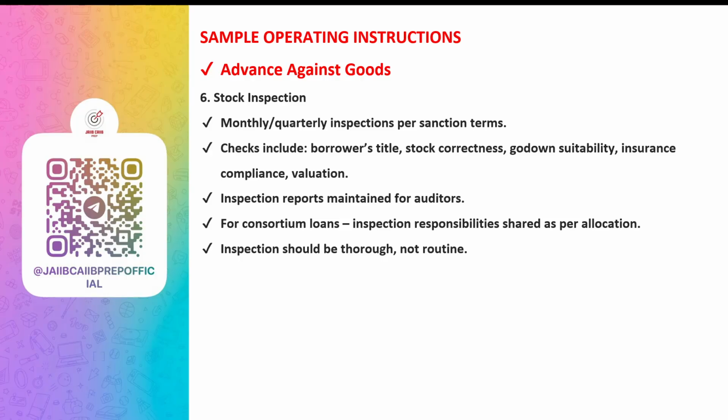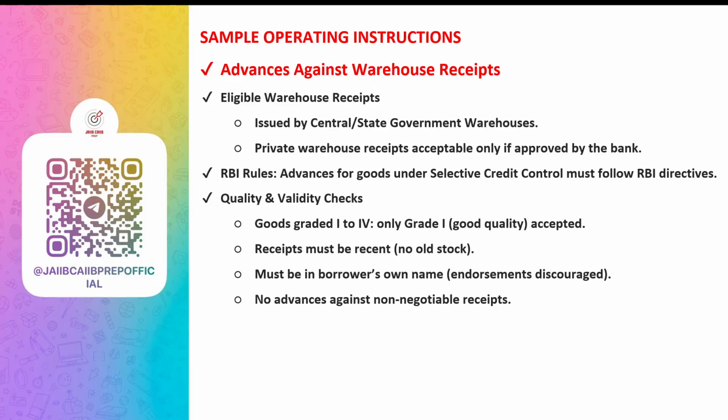At the time of inspection, you have to check for certain things like the borrower's legal ownership, stock is as per the stock statement, physical verification matches the record, the godown is safe and suitable, the signboard is displayed, the loan account is in good condition, insurance terms are followed, and stock movement is there. What is the age of goods, accessibility of the godown, who has the godown keys, whether the rent is paid on time, and so on and so forth. So these things are to be checked.